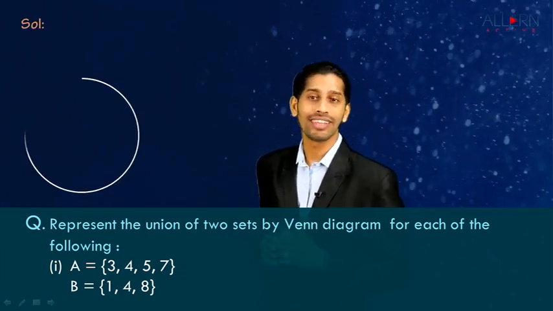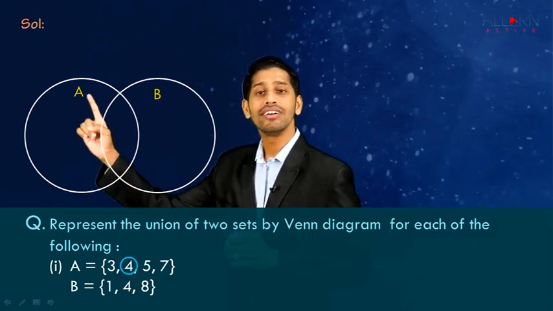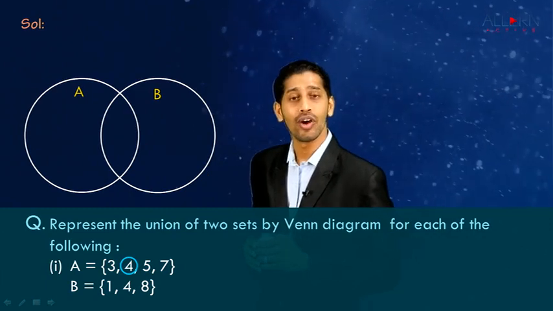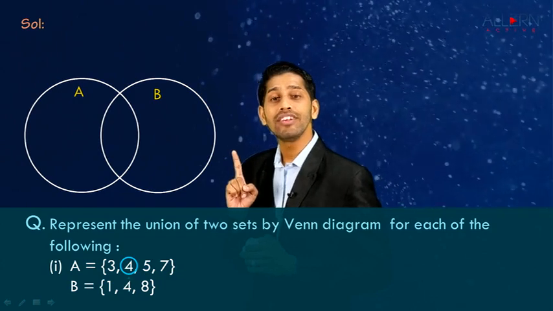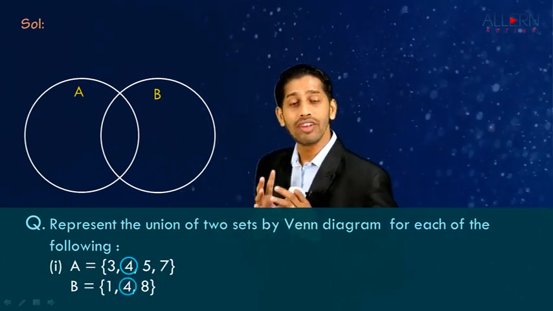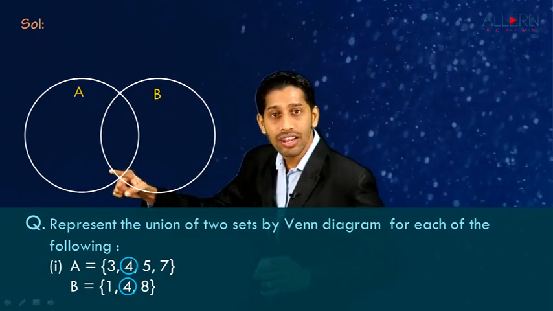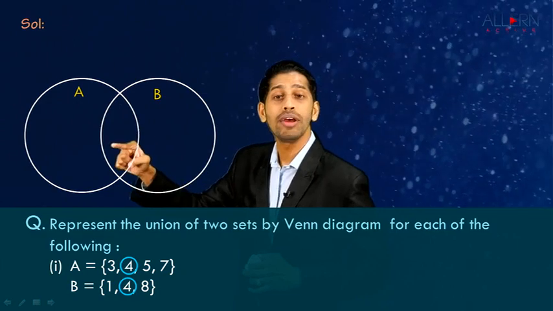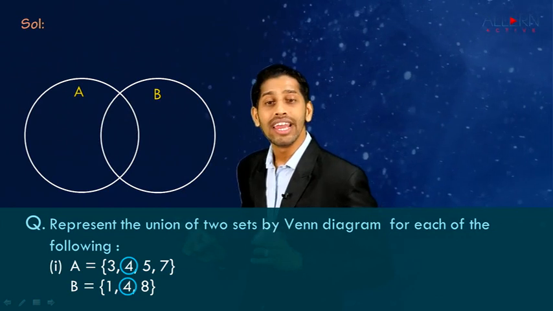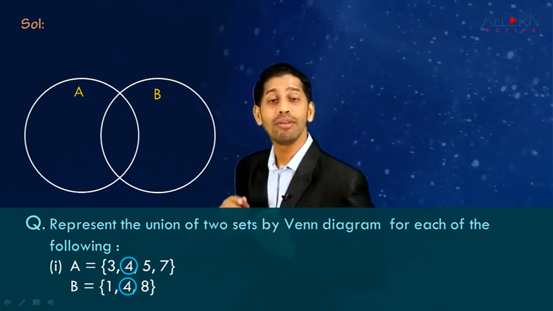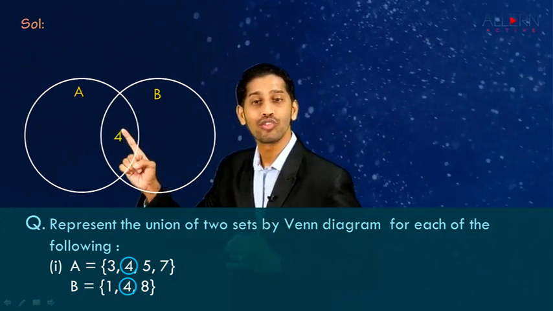One circle for set A and another circle for set B, and both circles should intersect each other. Now if you observe for both set A and B, the element which is common is 4, and we know that whenever two circles intersect, this intersecting portion is a common portion which belongs to A as well as B. In this question, for set A and set B, 4 is a common element. So first of all we write this 4 over here.